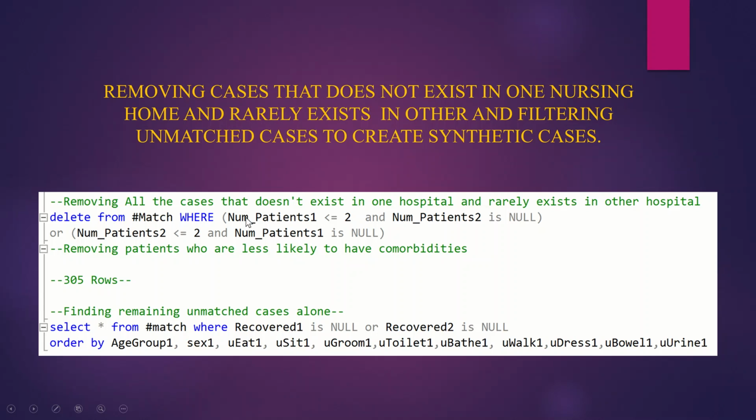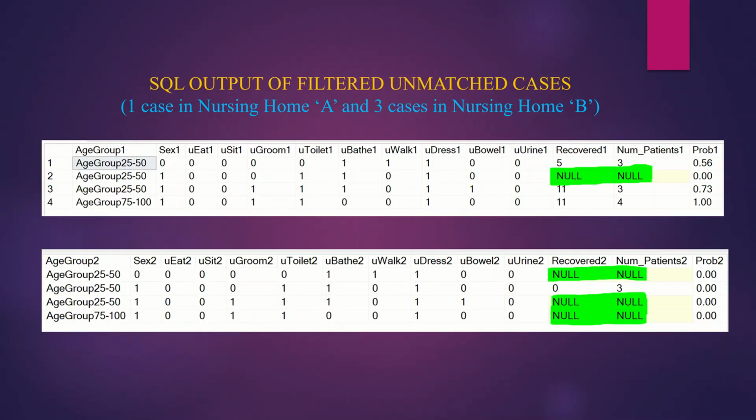So this is the query, and in this query I actually removed the null values which have less than 2 patients from the opposite or peer nursing home, which might be A or B. And then I filtered only the null cases so that I can clearly see what are the synthetic cases I have to build up. So this is the SQL output of filtered or unmatched cases.